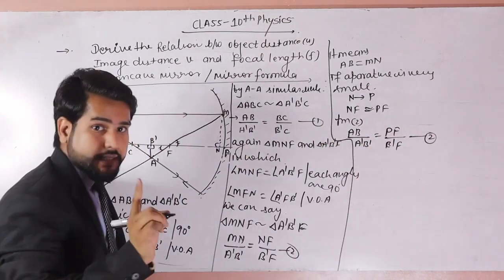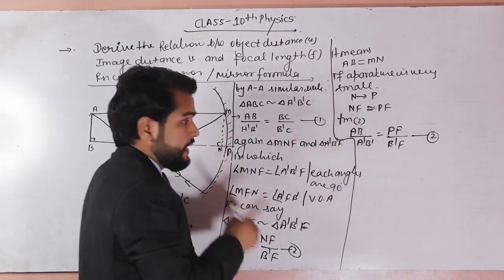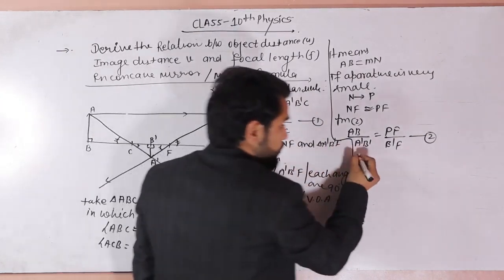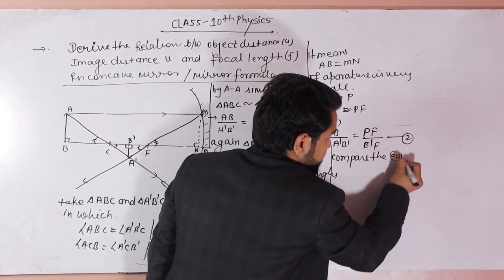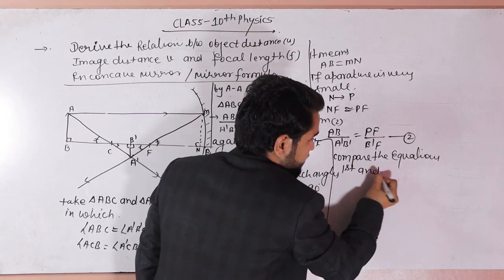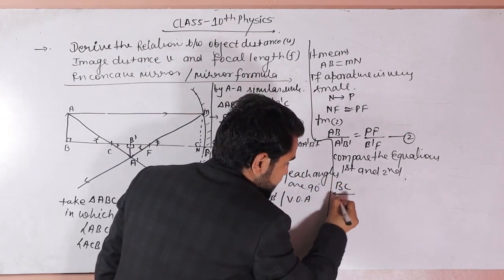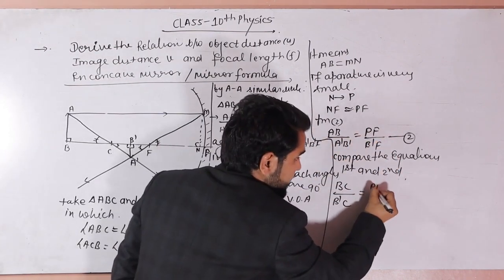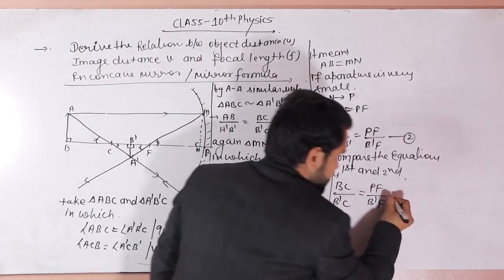See equation number second. We can see that in equations first and second, the LHS are equal, so the RHS is also equal. So we can compare equations first and second, and can write BC upon B'C equals PF upon B'F. Okay, see equation number third.